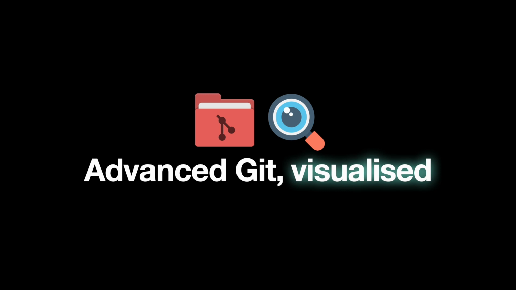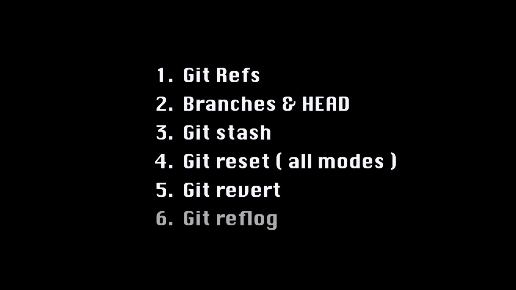Have you ever got stuck in a conundrum fighting with Git, not understanding its error messages and trying to fix your project by running random Git commands copied from Stack Overflow? Many developers are comfortable with the basics of Git, but understanding Git in depth will help you elevate your development workflow. We will be talking about 6 advanced features of Git today: Git Refs, Branches and Head, Git Stash, Git Reset, Git Revert, and Git Reflog.